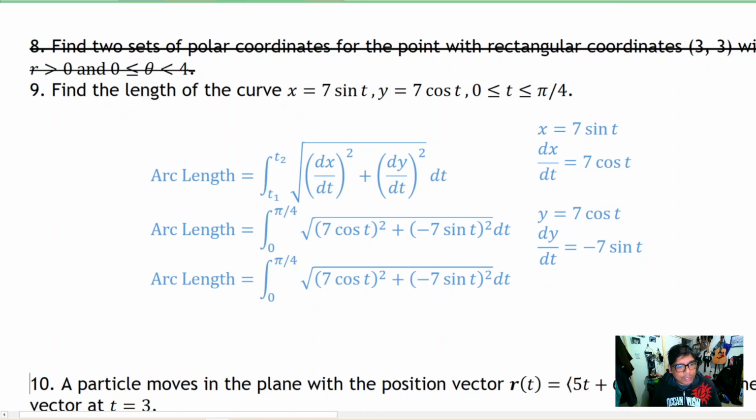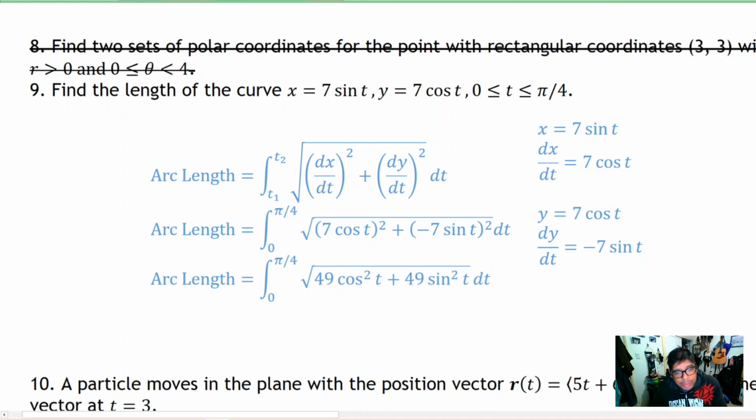Now we can do all the squares. 7 cosine t squared, well, that's 49 cosine squared t. And then likewise, negative 7 sine t squared. Being a little more delicate here, this is the same thing as negative 7 squared multiplied by sine of t squared, which we can simplify to 49 sine squared t.